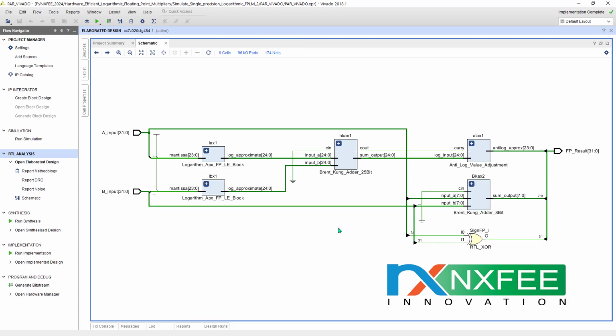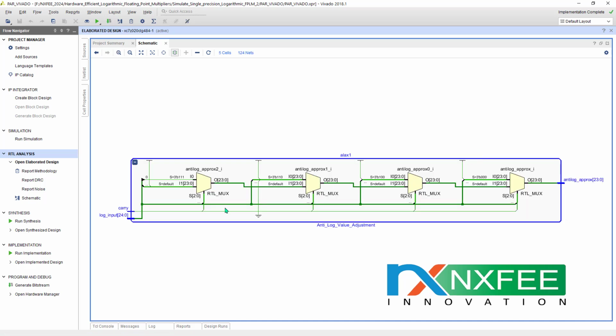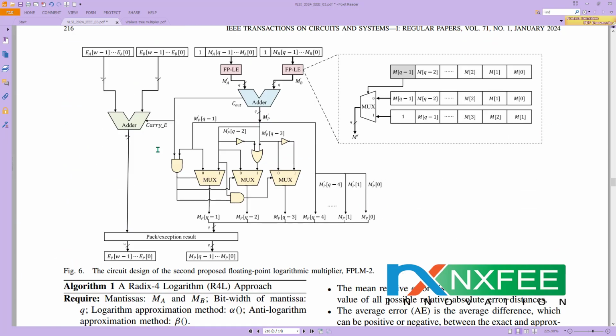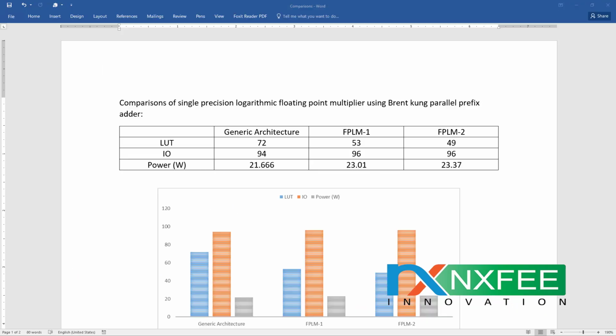Now the FPLM2 schematic. Here you can verify the logarithmic Bohm adder, and this is the 8-bit Bohm adder. This is the anti-log assessment. Here this is the multiplexer architecture as per figure 6. So in total there are three different architectures. These three different architectures are synthesized in Vivado and compared here.